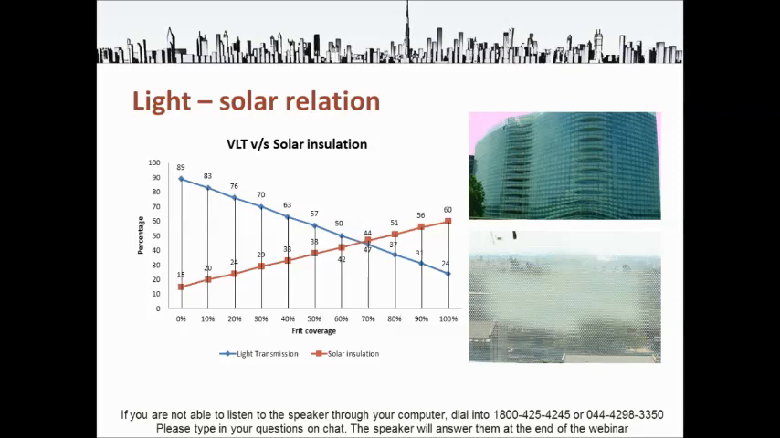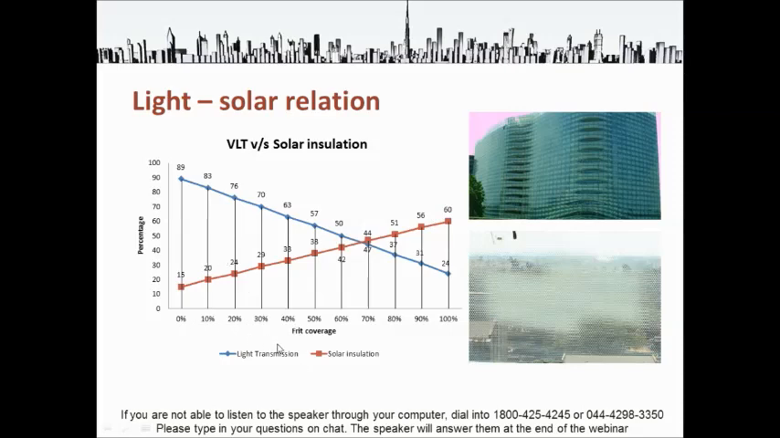So the primary purpose of doing a ceramic frit is to bring design to the facade. But by doing the ceramic frit, it also helps you optimize in terms of light transmission and also solar insulation. Here what you see is a graph.